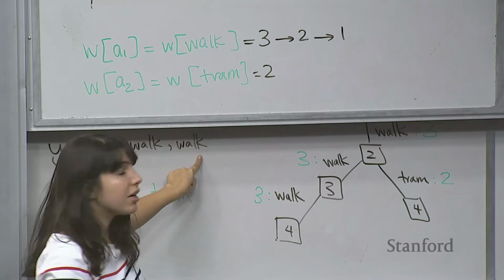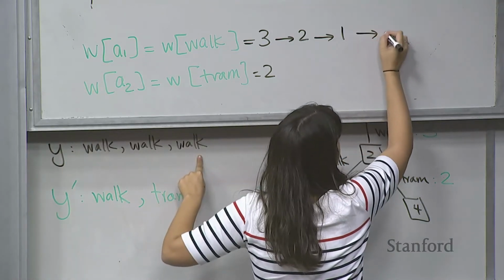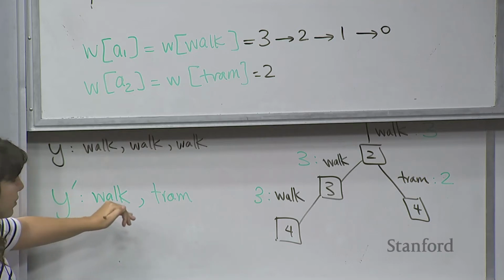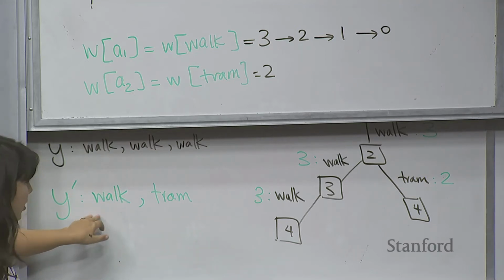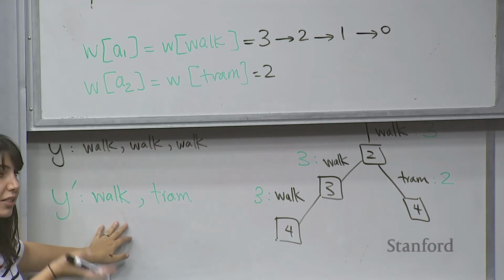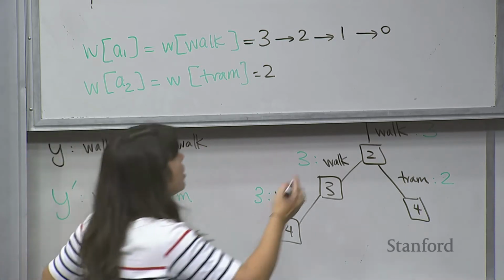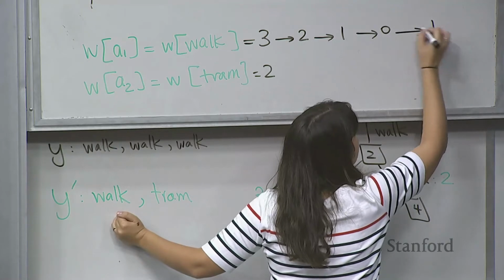I see walk again. I'm going to subtract 1 again. I end up at 0. OK? Now I'm going to go over my prediction. And for every action I see here, I'm going to bring the cost, the weight, up by 1. So I see walk again here. I'm going to bring it up by 1.